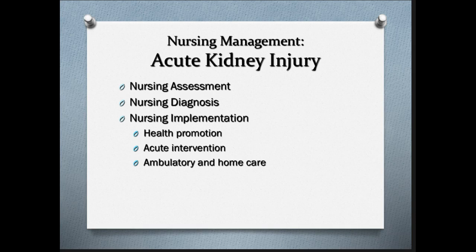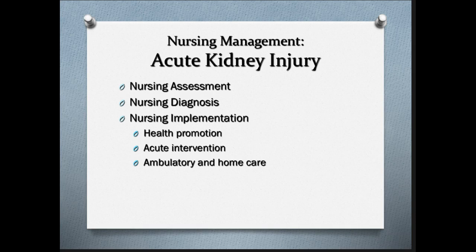Observe and record accurate I&Os. Make sure to do daily weights with the same scale at the same time each day to detect any excessive gains or losses of body fluid. 1 kilogram is equivalent to 1,000 mLs of fluid. Assess for any common signs and symptoms of hypervolemia in the oliguric phase or hypovolemia during the diuretic phase. Watch for potassium and sodium disturbances and any other electrolyte imbalances that can occur during this time.